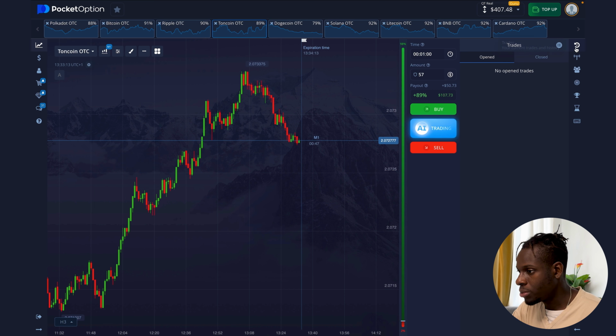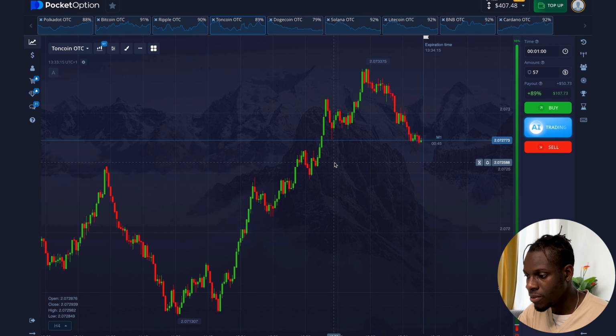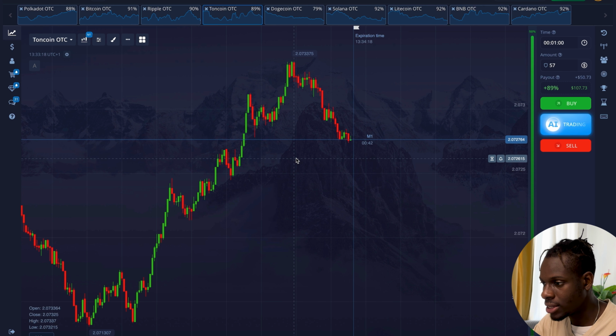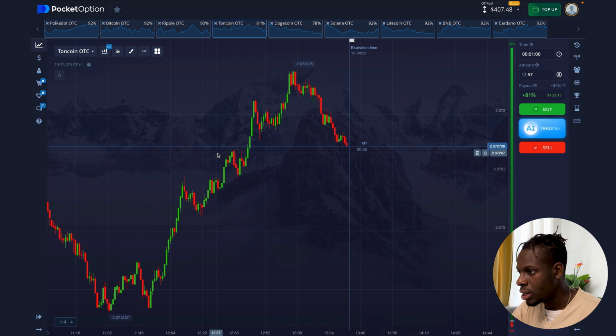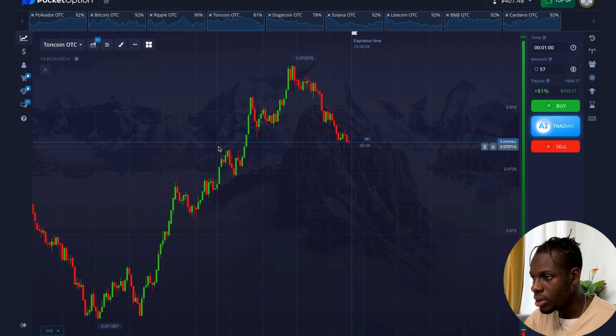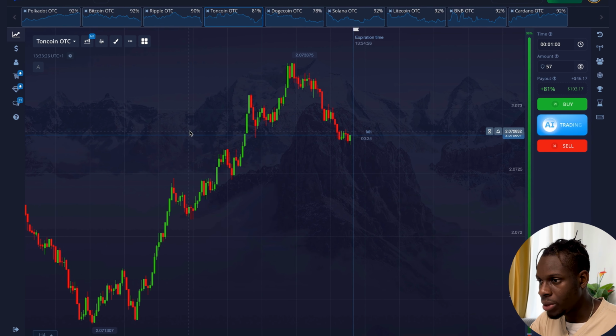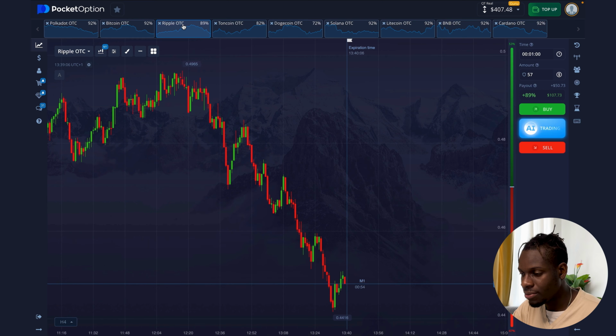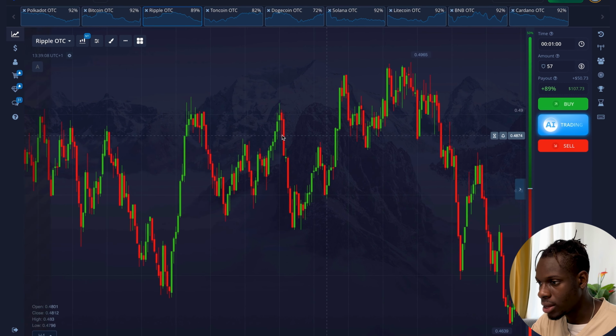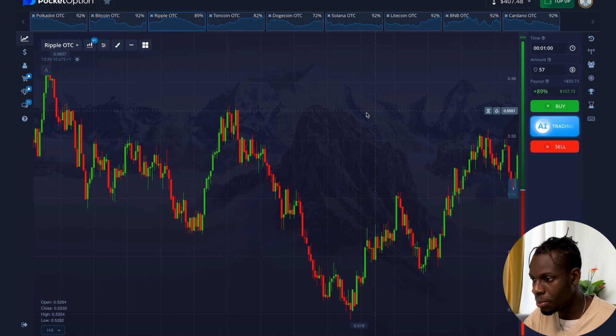Anyways, we updated our balance. I'm going to take the next trade for $57 just in case the first one doesn't go through, so we don't lose all our profits. That will not be the wisest thing to do. Anyways, let's see which other opportunities we can find from the chart today. Come on, show me something.